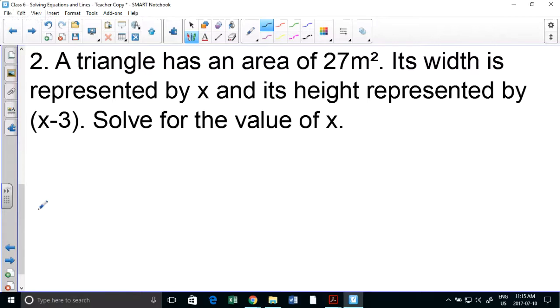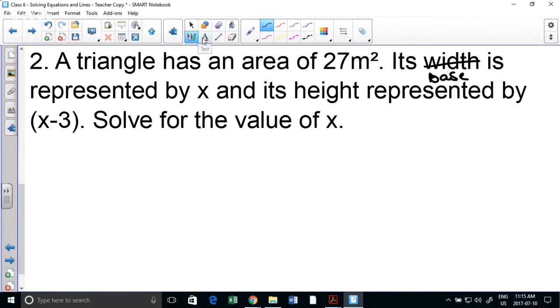So we'll do number 2. A triangle has an area of 27 meters squared. Its width, we'll call this base, is represented by x, and its height is represented by x minus 3. Solve for the value of x.